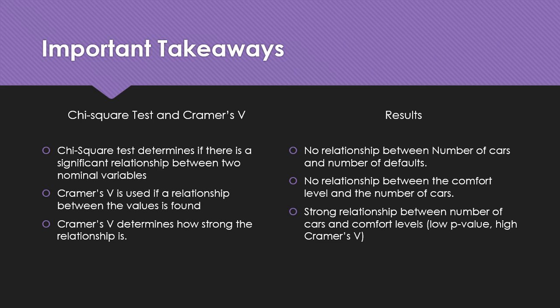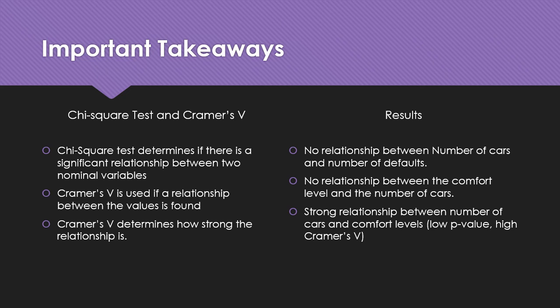Cramer's V is used if a relationship between the values is found. So in other words, the results for Cramer's V would not be used if there's no relationship found here. So Cramer's V determines how strong the relationship is. As we saw from the chart earlier, if it's close to 0, that means it may be a weak relationship between these two variables, while something closer to 1, or in this case, if it's past 0.3, there is an indication of a strong relationship between the two nominal variables.